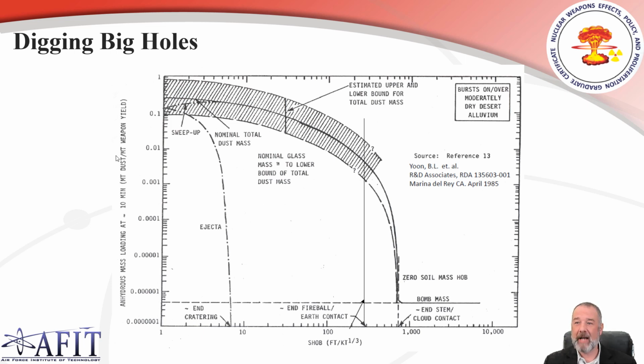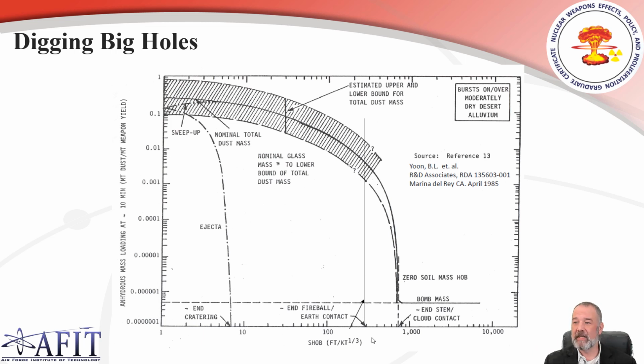So if we look at the y-axis, this is a log axis. Actually, this is a log chart. So this says anhydrous mass loading at 10 minutes. And this is megaton stuff. It's called dust here. Megaton stuff picked up per megaton yield. So megatons as in, physical measurement of dirt that got thrown up into the atmosphere per megaton of yield. So it's a direct correlation. If we have 1 kiloton, then we're going to see 1 kiloton of junk thrown up into the atmosphere.